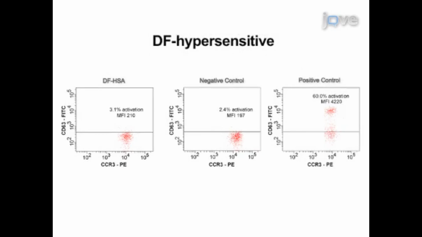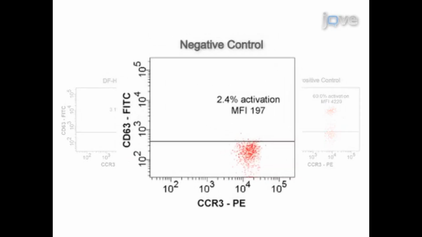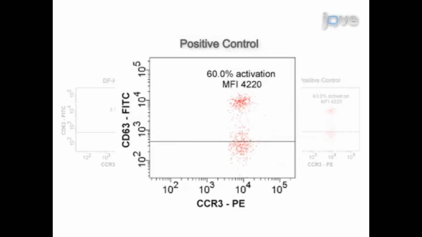The assay validity is evidenced by: 1. Less than 5% basophil activation in the negative control, 2. A log shift in fluorescence intensity of a basophil subpopulation, and 3. Greater than 50% activated basophils for the positive control.